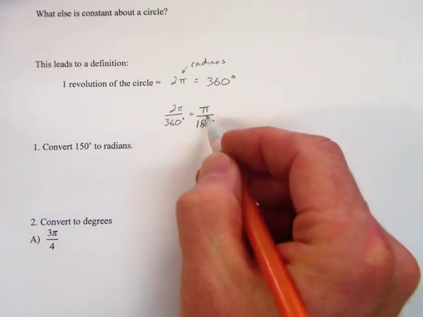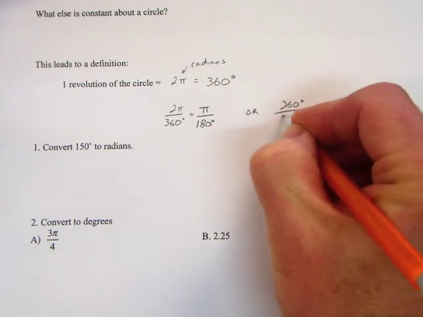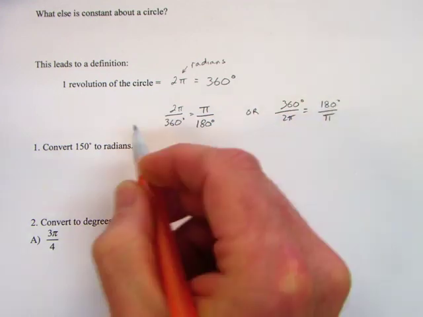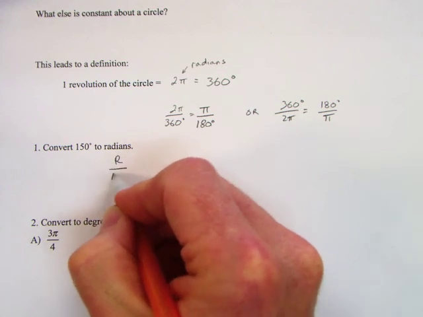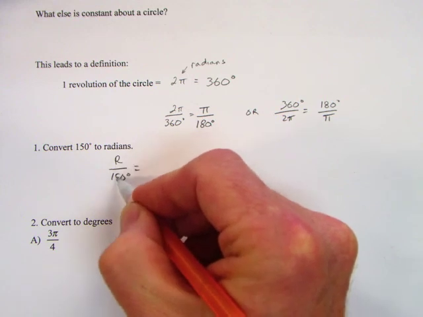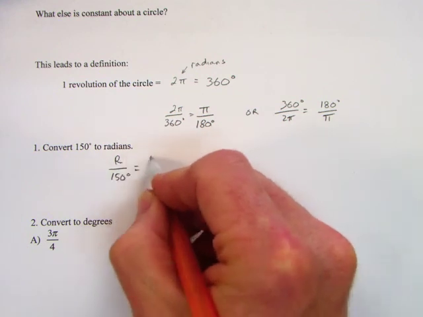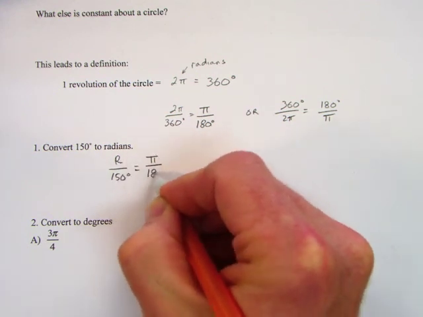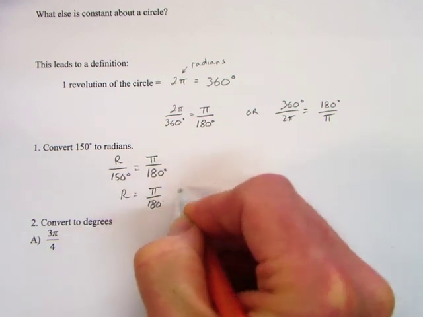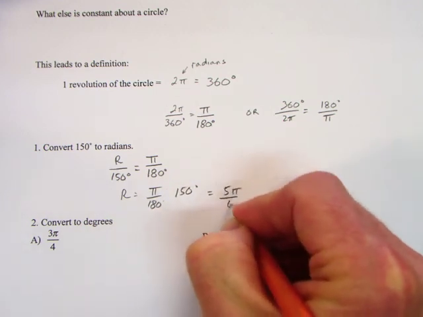So we have this constant, or we could write this as 360 degrees is to 2 pi, which is the same thing as 180 degrees to pi. Now, if I'm going to try to find radians, I can say our radians is to 150 degrees. So we're going to find what is the equivalent of 150 degrees in radians. And we have a constant. Since radians is on the top, we'll put pi on the top. Pi over 180 degrees. So r is equal to pi over 180 degrees times 150 degrees. And when you simplify that, you get 5 pi over 6.